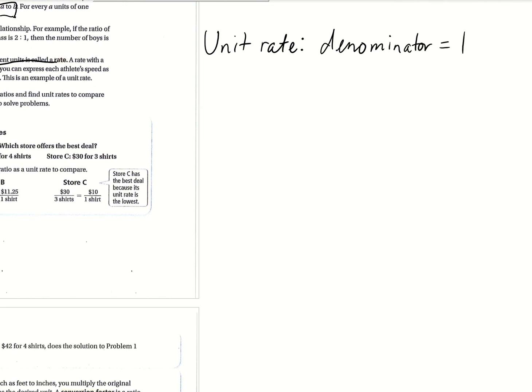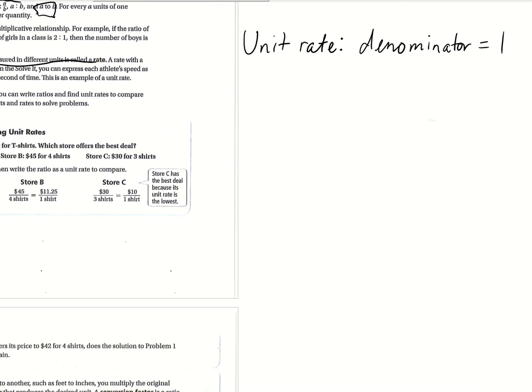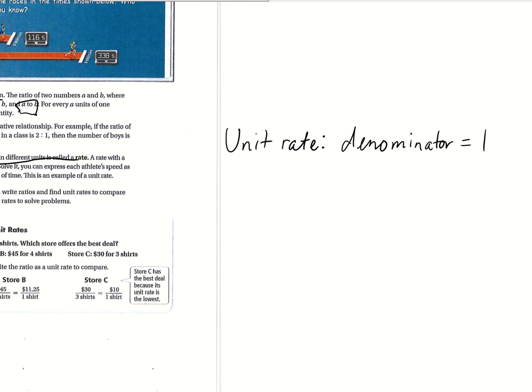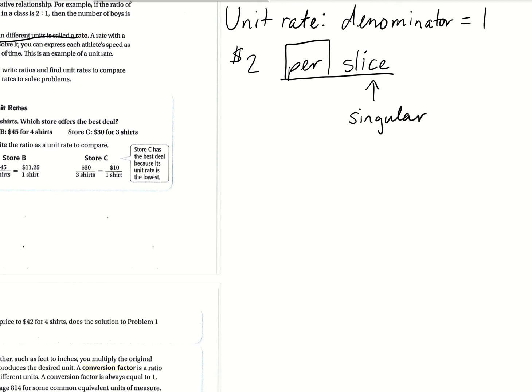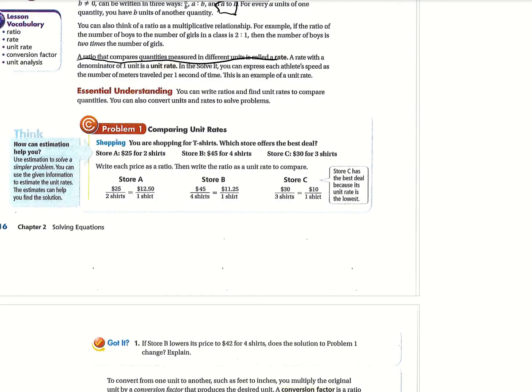All right. When we have a unit rate, you might hear things like, if it's a pizza, it might be like $2 per slice. Okay, so that per slice, specifically that per, and then this being singular, that tells you it's going to be a unit rate. All right, so that's kind of the main idea of a rate and a unit rate.